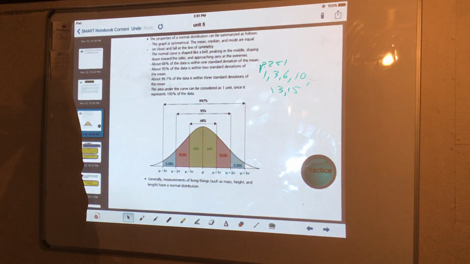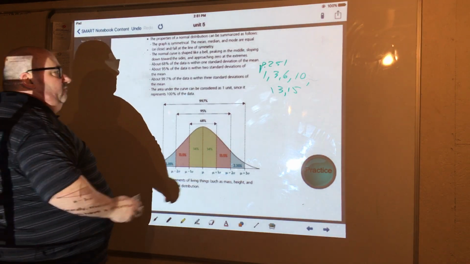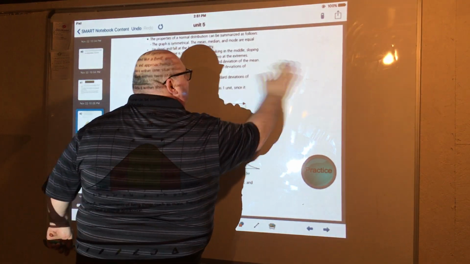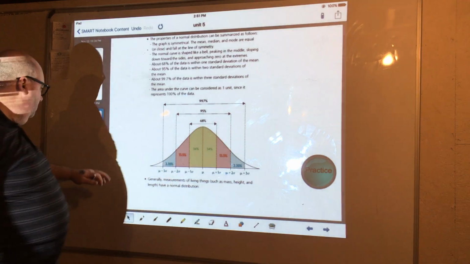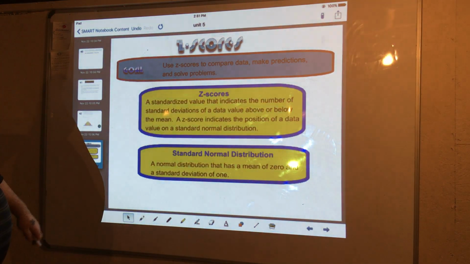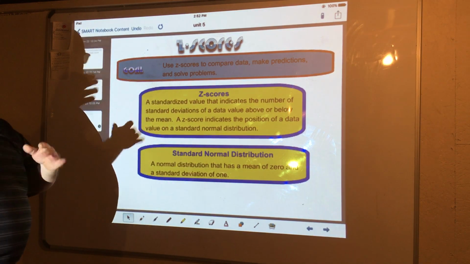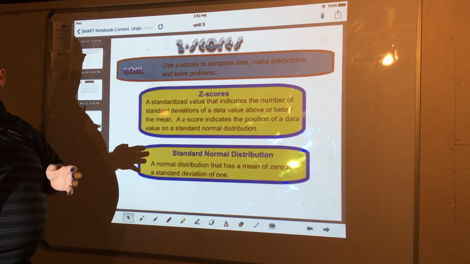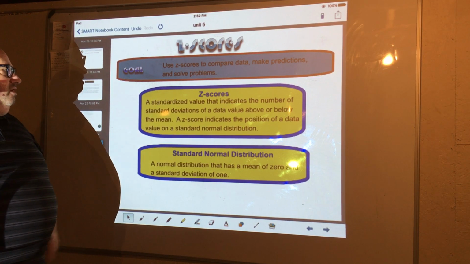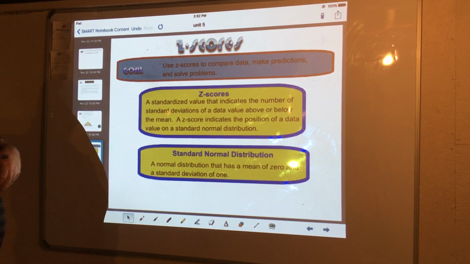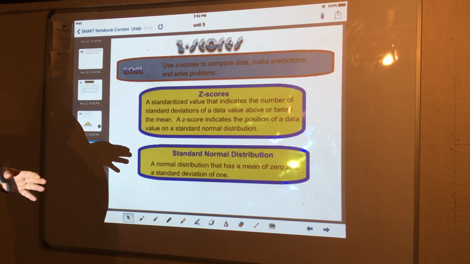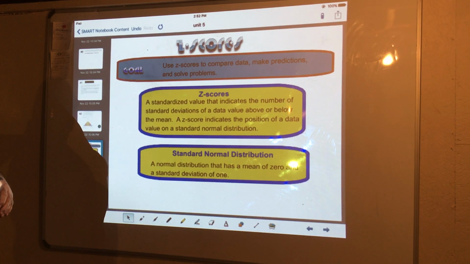All right, so let's jump into our next page, which is 5.5, and let's look at Z-scores. Z-scores compare data in between those ranges on our normal distribution curve. It's a value that indicates the number of standard deviations of a data value above or below the mean. A standard normal distribution has a mean of 0 and a standard deviation of 1.